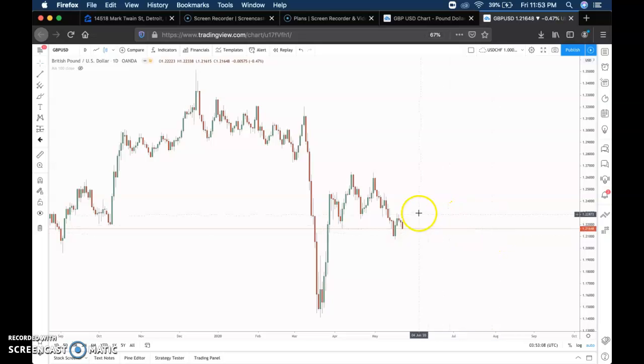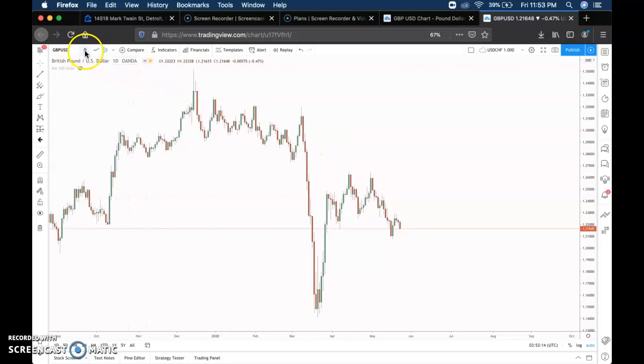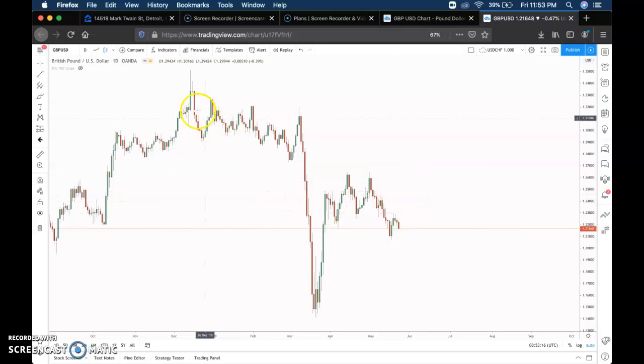So what I'm looking at right now is the daily chart. See this D right here? That means daily. The daily chart of the GBP USD. So each of these candlesticks represents a day of time, right? Every 24 hours, one of these candles closes, okay?